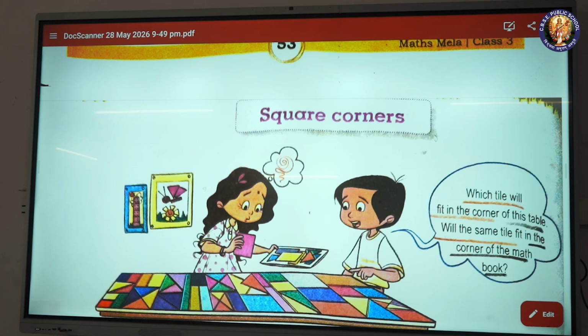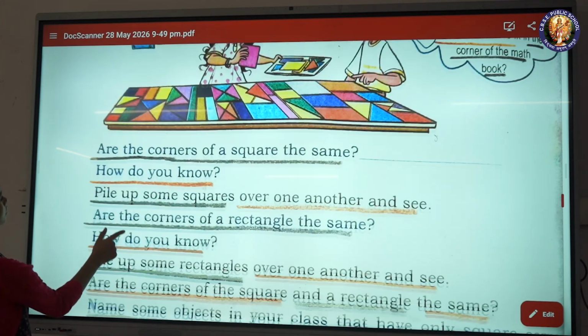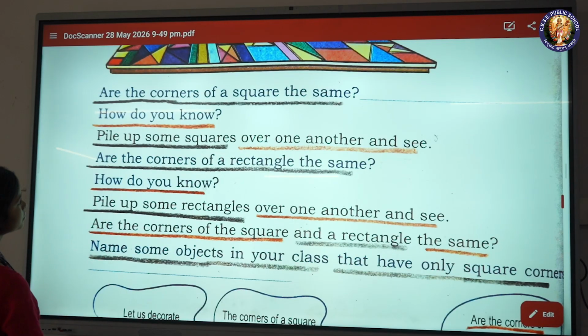Square corners. Which tile will fit in the corner of this table? Will the same tile fit in the corner of the math book? Are the corners of a square the same? How do you know? Pile up some squares over one another and see.